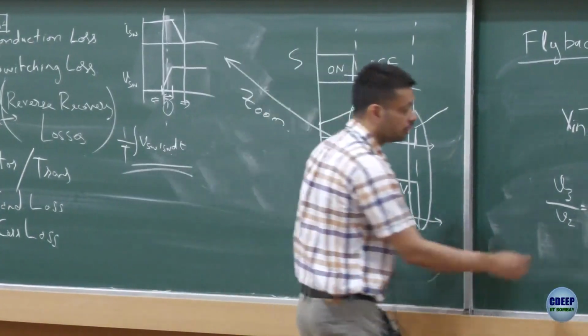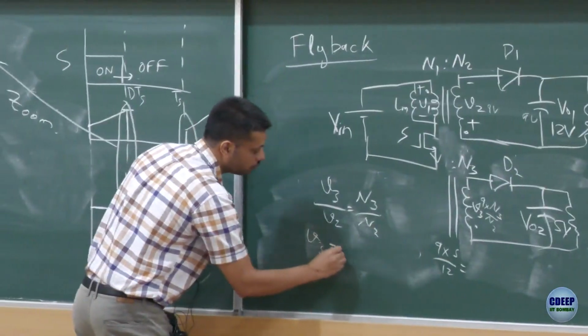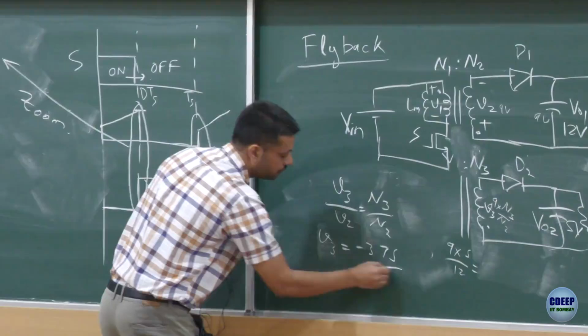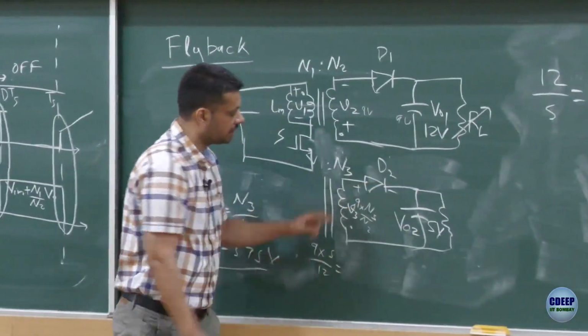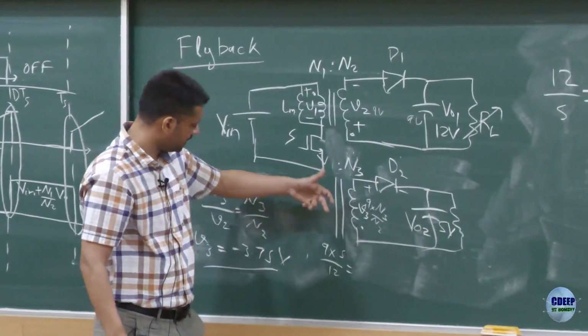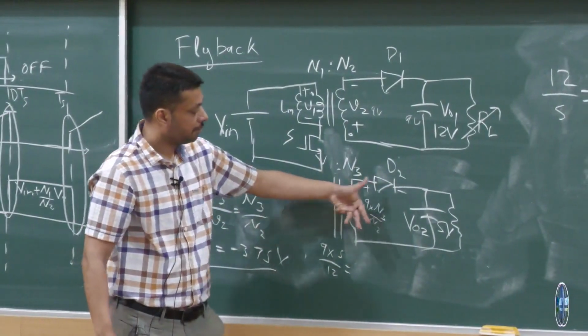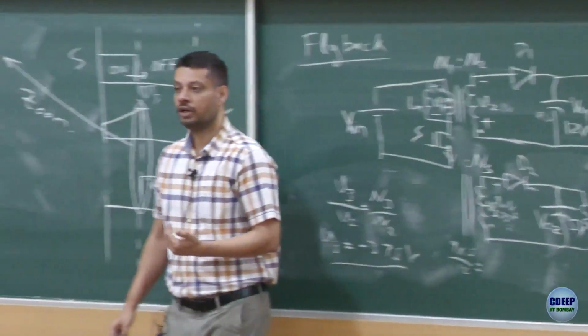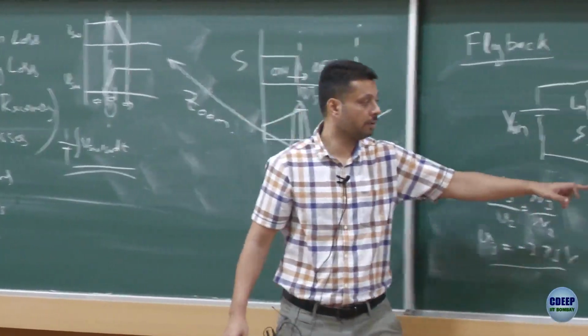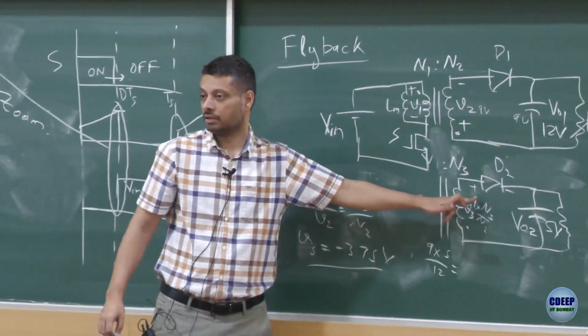3.75, okay. So if you solve it, you get V3 equals minus 3.75 volt, okay. Now what is the voltage across the diode? Voltage across the diode is, this is minus 3.75, so 3.75 minus 5, so the voltage across the diode will be negative 1.25 and the diode D2 will be reverse biased, right.